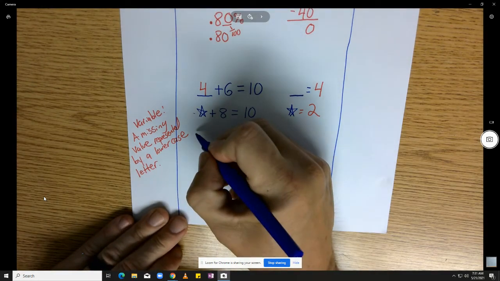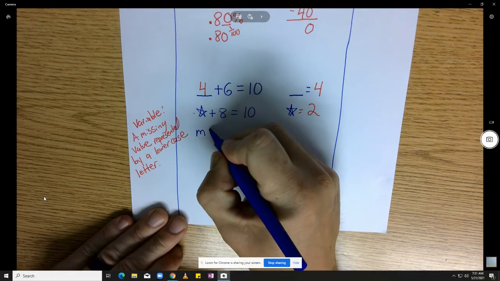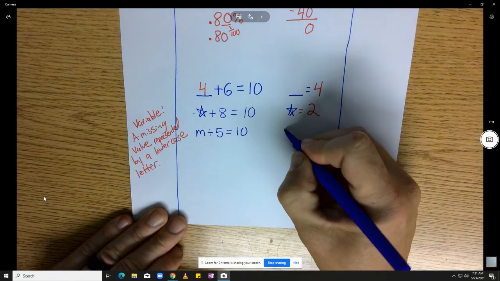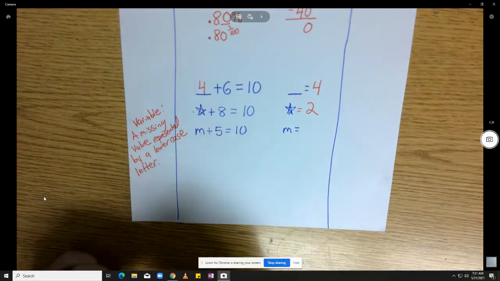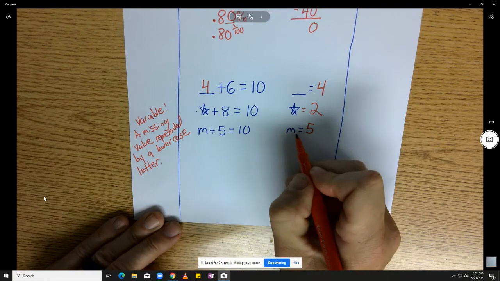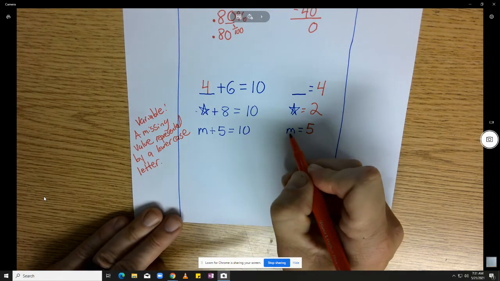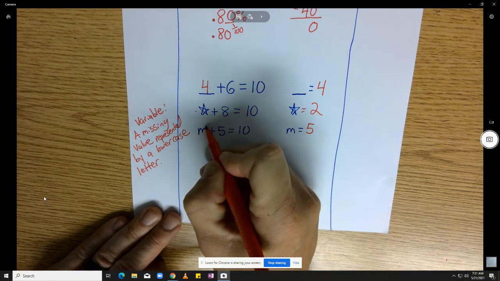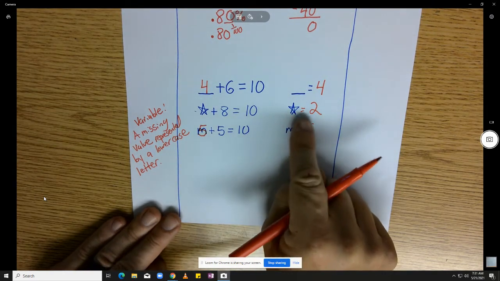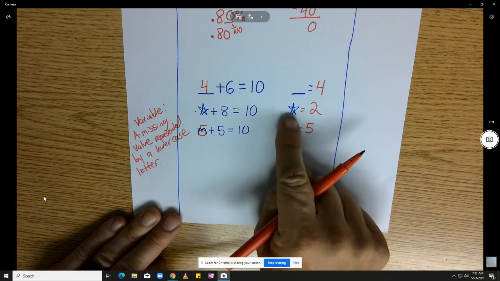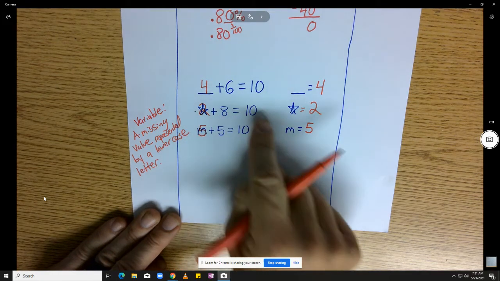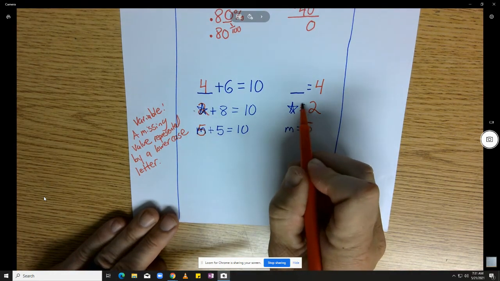So, for instance, let's do another one. M plus 5 equals 10. What does M equal? M equals 5. Why? Because wherever I see an M, I could put a 5. So it says if M equals 5, go back to the M and put a 5 where the M was, and 5 plus 5 equals 10. Same thing works here. Wherever you see a star, put a 2. 2 plus 8 equals 10 because they're equal. That's what equal means. Remember, they're the same.